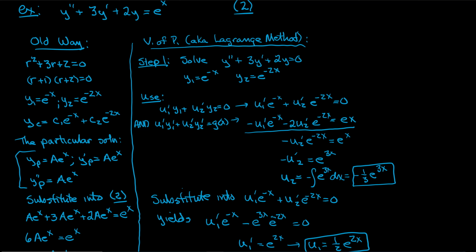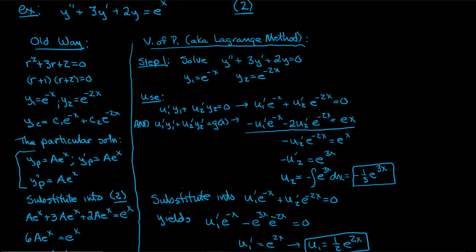Using the variation of parameters technique, we're going to use these two equations right there, recalling that u1 and u2 are both functions of x. Okay, so in the first equation, we're going to have u1 prime times y1. Well, y1 is this e to the negative x, plus u2 prime times y2, which is e to the negative 2x, equals 0. So there's our homogeneous solution. Then we're going to use the second equation right there.